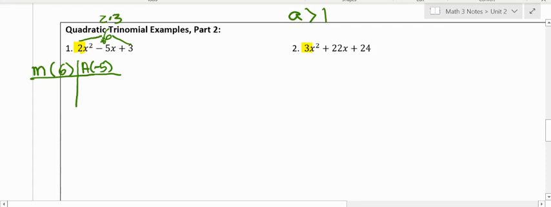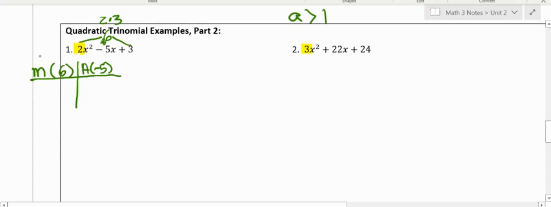Okay, so when we go ahead and list this, the numbers multiply to a positive, so they're going to be the same sign.